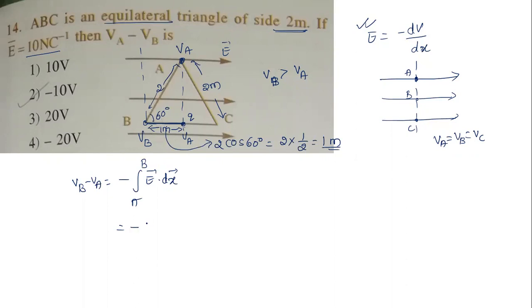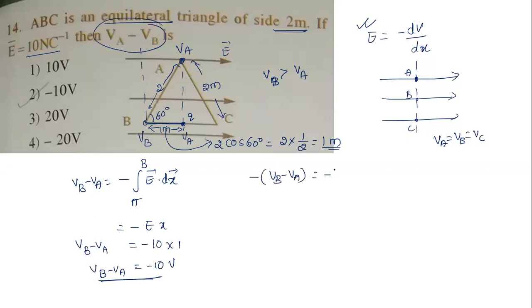Now it will become minus just E into displacement x. We take minus the electric field, which is given as 10 Newton per coulomb, into displacement, which is 1. That is VB minus VA, so it will become minus 10 volt. Now the question is asking a different thing: VA minus VB. Multiply the negative sign on both sides. VB minus VA is equal to minus 10, so VA minus VB will be equal to 10 volt per meter.